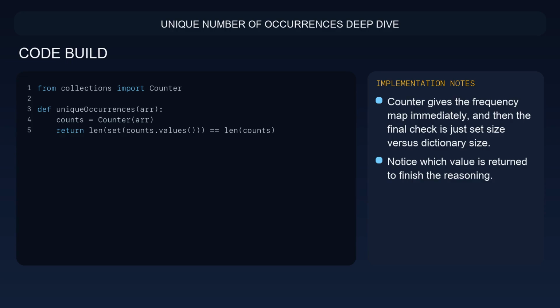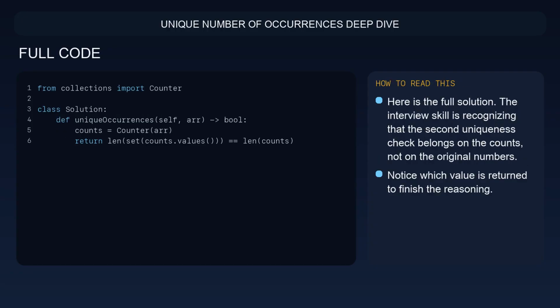In the code, focus on this checkpoint. Notice which value is returned to finish the reasoning. Here is the full solution. The interview skill is recognizing that the second uniqueness check belongs on the counts, not on the original numbers. In the code, focus on this checkpoint. Notice which value is returned to finish the reasoning.